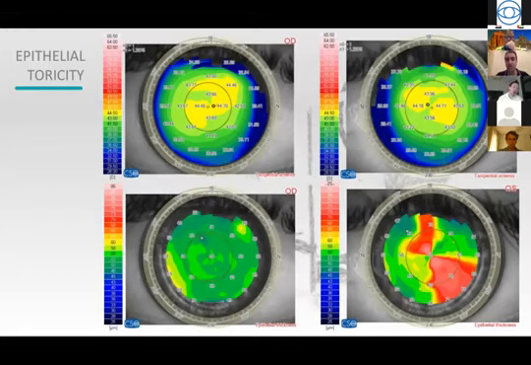Damien Gatinel has talked a lot about the epithelium and its role in toricity and, of course, in total corneal power before and after epithelial removal. And this is one of the nice examples here.